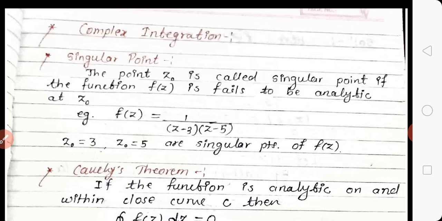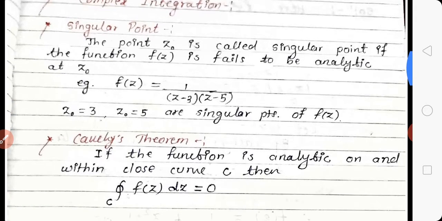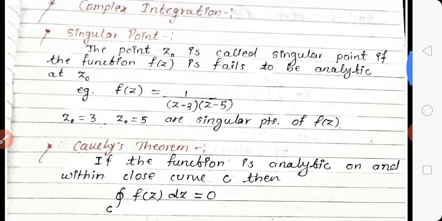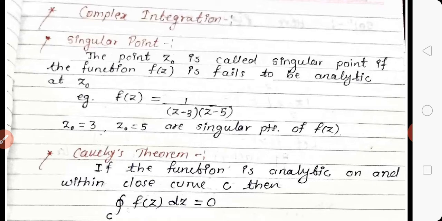Today we will see complex integration. For this, first we see what is the singular point. Here, a point z0 is called the singular point if the function f of z fails to be analytic at z0. In simple way, if we get the value of f of z as infinite or not defined, then the given function is not analytic at that point, and that point is called the singular point.